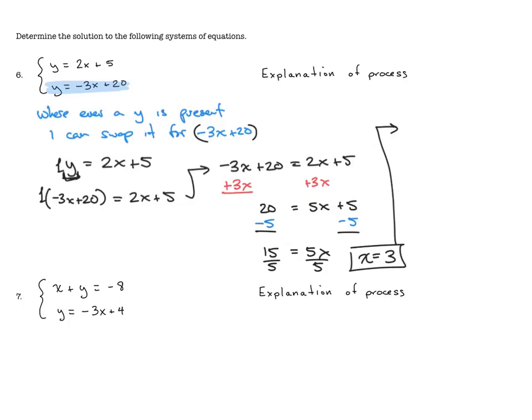Once I have my x value, what I now need to do is plug it back in. Now, the nice thing is you have two equivalency statements. Just pick one. So I'm going to pick the first one this time. y equals 2x plus 5. So y equals, wherever I see an x, I can substitute a 3 in. So 2 times 3 plus 5. y equals 6 plus 5. y equals 11. My final answer, written as a coordinate pair, is going to be (3, 11). And then I'm done.